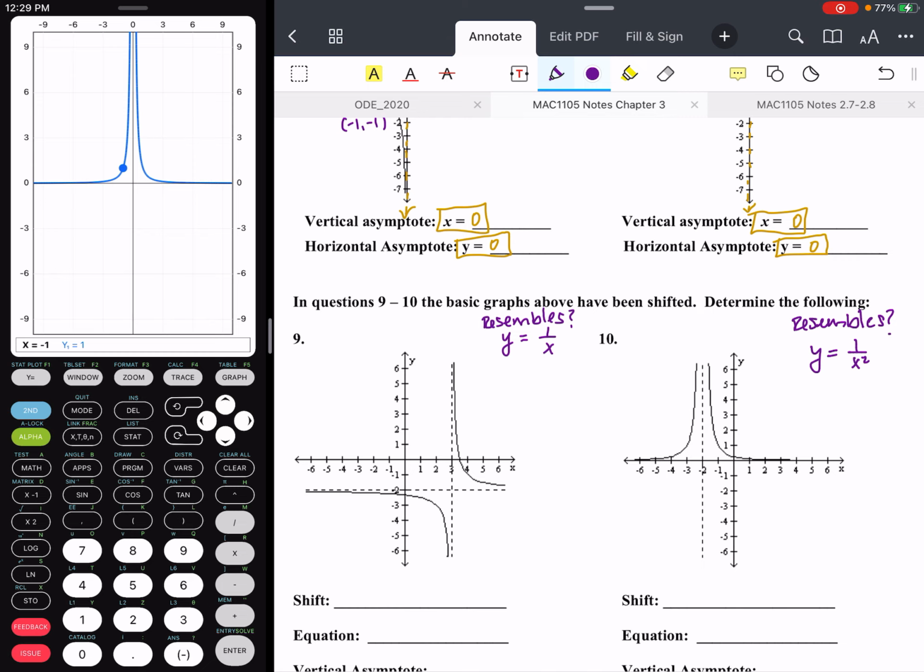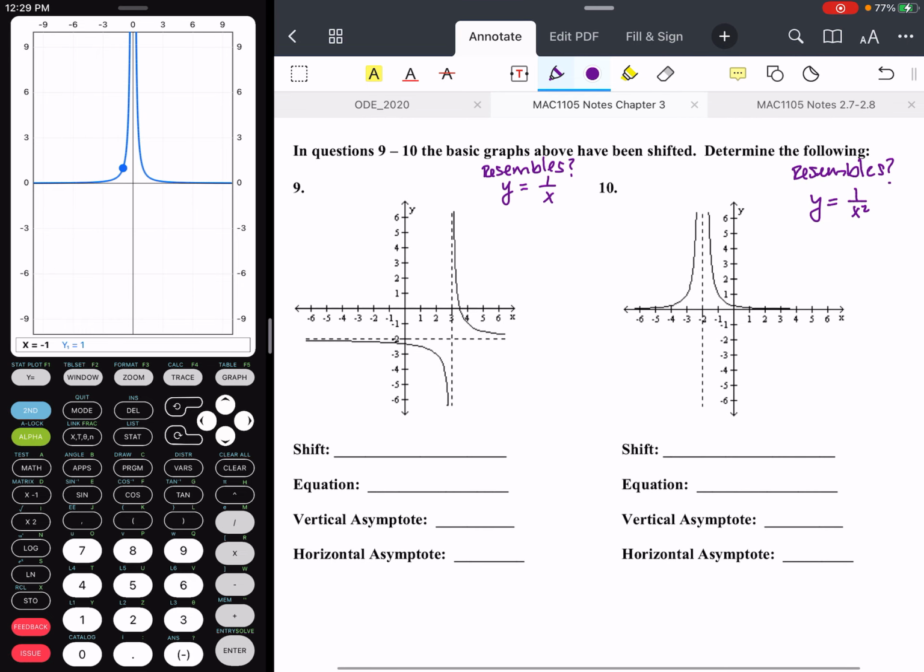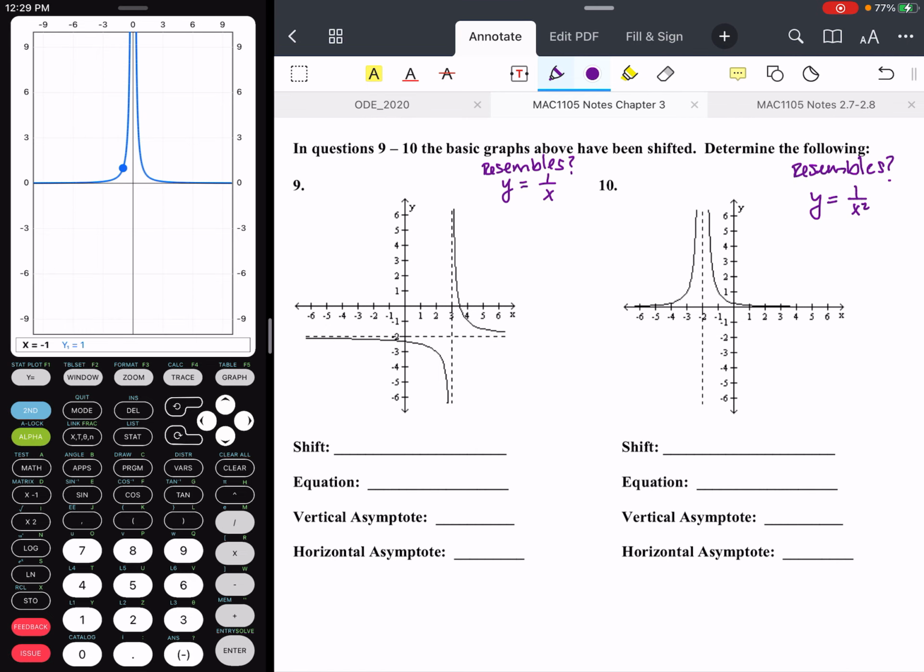Okay, so we're going to think of these in terms of shifts. So for number 9, focusing on that for right now, you can complete these in any order that you want. For me, I find it easier to start with the vertical and horizontal asymptotes and work from there. So I can see that my vertical asymptote occurs at x equals 3. And my horizontal asymptote is at y equals negative 2.